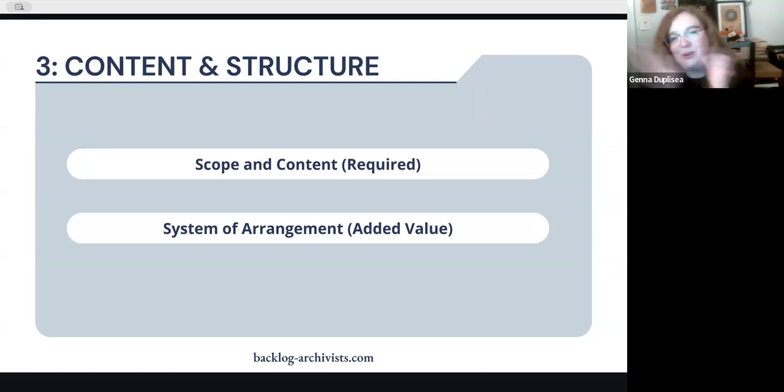And then added value is the system of arrangement. So here you can talk about, okay, the original creator organized all of this correspondence alphabetically by person's last name or chronologically. Maybe it was just a desk drawer dumped into a box, so the archivist had to make a lot of interventions to organize the collection. What series is it organized into? Information like that is added value. So that's not required at the basic level. Next slide, please.